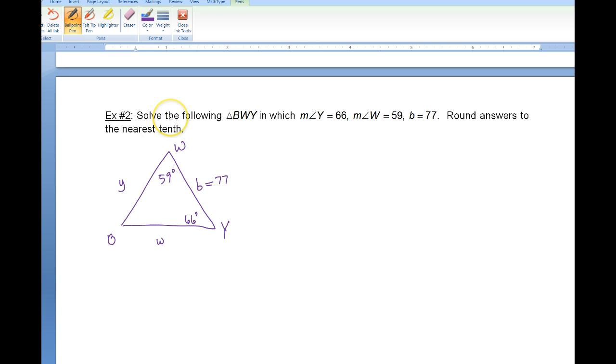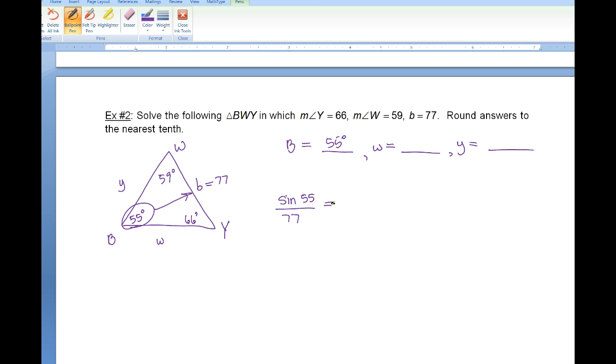So again, we're going to solve. What are we missing? Okay, so I don't know angle B, I don't know little w, and I don't know little y. Well, angle B is easy to find. Angle B is just going to be 55 degrees because these have to add up to 180. Now remember what I said, you have to have an angle and a side that are directly opposite. So I know sine of 55 over 77 is going to get me started.